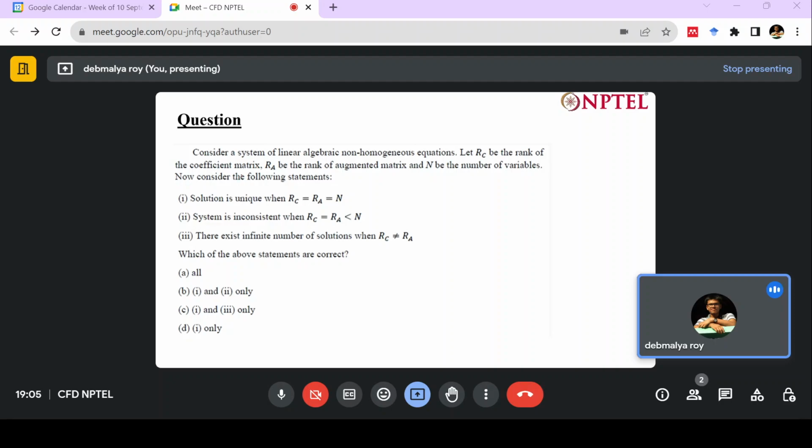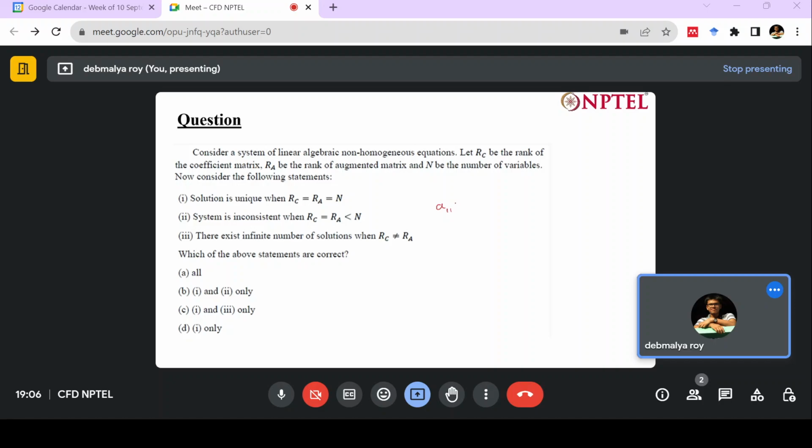So we start with a question which we just started discussing in the last live session, which is related to solving simultaneous linear equations. The question is: consider a system of linear algebraic non-homogeneous equations. So what is it referring to? It is referring to a system of equations like this.